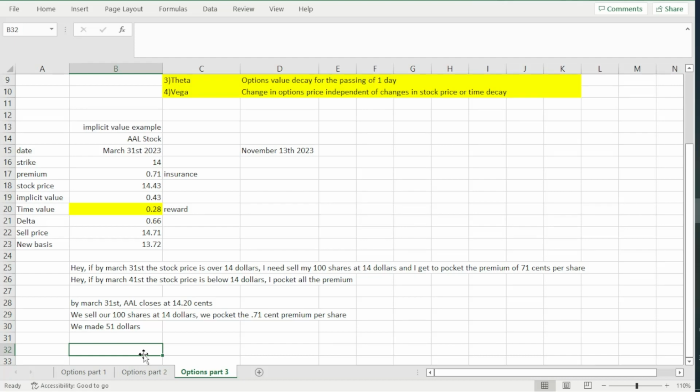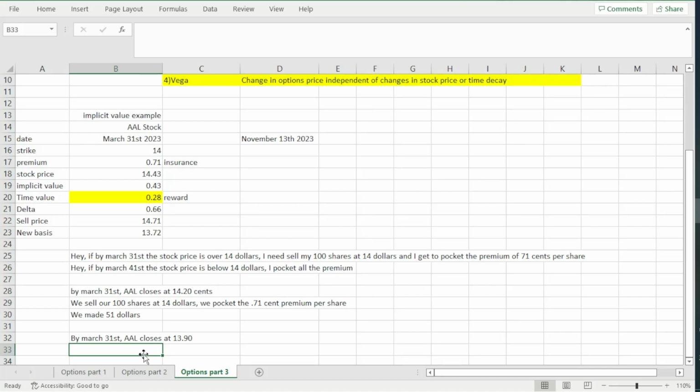What if by March 31st, AAL closes at $13.90, okay? So what happens in this situation? Well, in this situation, we pocket 71 cents per share. So all of the premium goes in our pocket.